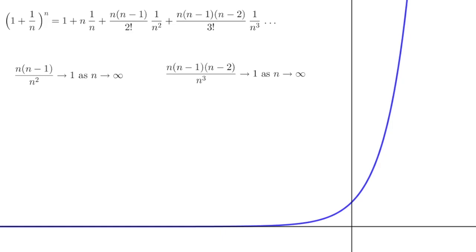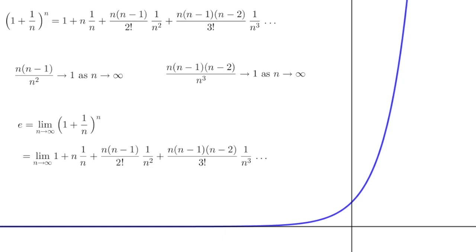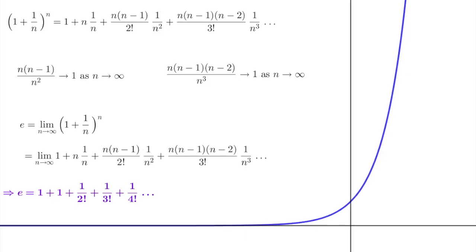So as n gets bigger and bigger, we're getting closer and closer to something with just the factorial terms left. So e is the limit of that thing as n tends to infinity. So e is 1 plus 1 plus 1 over 2 factorial plus 1 over 3 factorial plus 1 over 4 factorial, and so on and so on. And that series gets close to e really pretty quickly. You only need about 20 terms to get e correct to 15 decimal places.